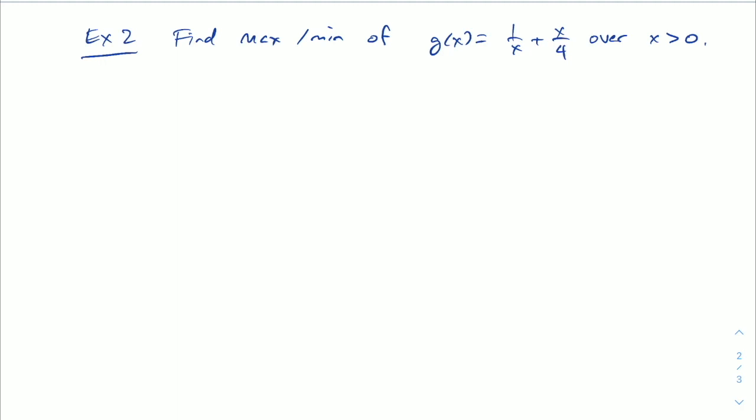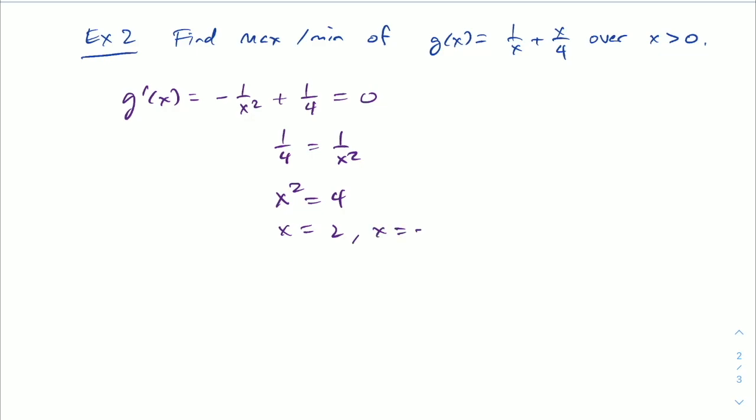Okay, so let's start by taking the derivative. The derivative of 1 over x is negative 1 over x squared by the power rule, and the derivative of x over 4 is 1/4. Setting this equal to 0 and solving for x, we get 1/4 equals 1 over x squared, or cross multiplying, x squared equals 4. So x equals 2 or negative 2. We're going to ignore that second value because x is greater than 0. All right, and so now we just have one critical point, x equals 2.